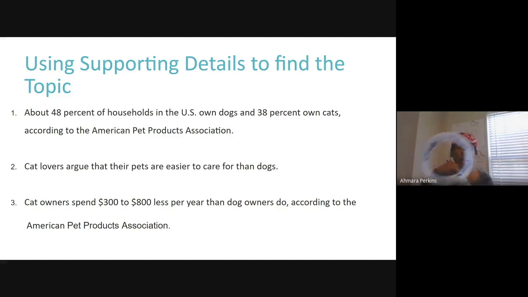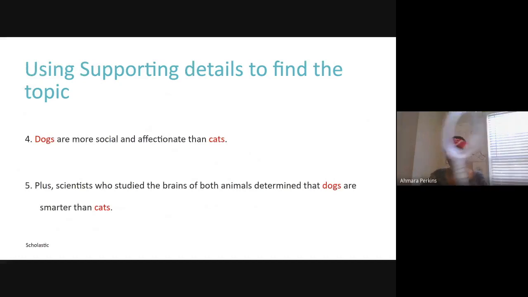Cat lovers argue that their pets are easier to care for than dogs. Again, it's talking about cats and dogs. Cat owners spend $300 to $800 less per year than dog owners do. Again, let me look at my clues. That's right, we see cats and dogs. You guys are brilliant. You caught on right away. So we know that the topic and these supporting details has to do with cats and dogs.